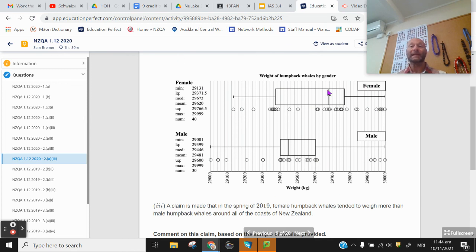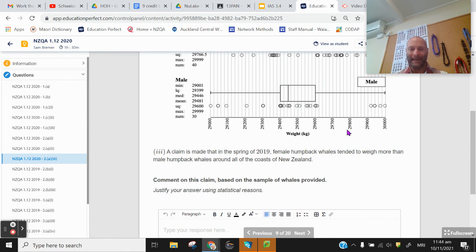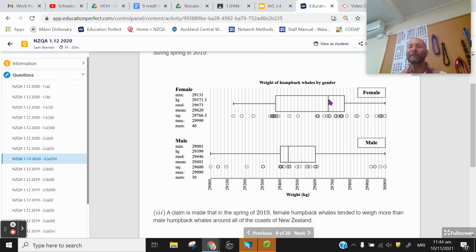Okay, well, since we see the median of the females outside the box of the males, this 75% of males weigh less than that 50% of the females. So yes, we can support that claim based on the fact that the median of the females is outside the box of the other, meaning outside the box of the male sample.